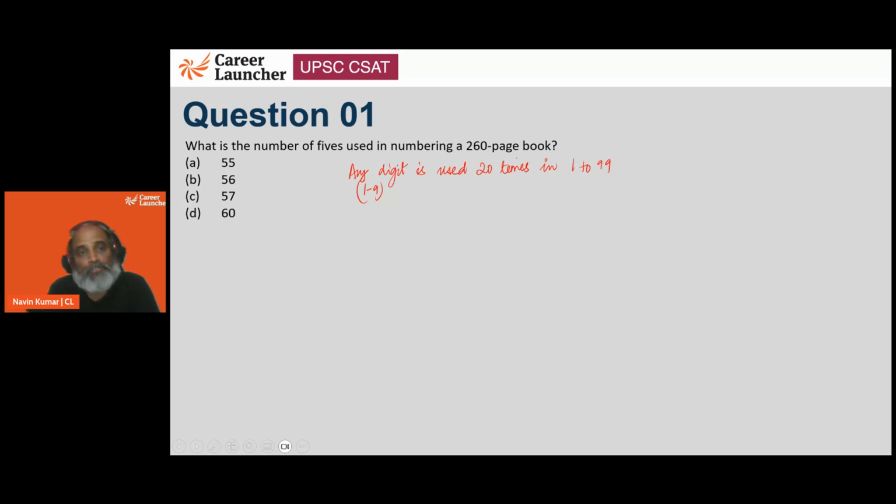And so we have to look into the values beyond 99. So if we look at 100 to 199, any digit, now except 1 and 0. The reason being, 1 is going to be at the hundreds place, right? So that will be written at least 100 times. So any digit from 2 to 9 is going to be used again 20 times.